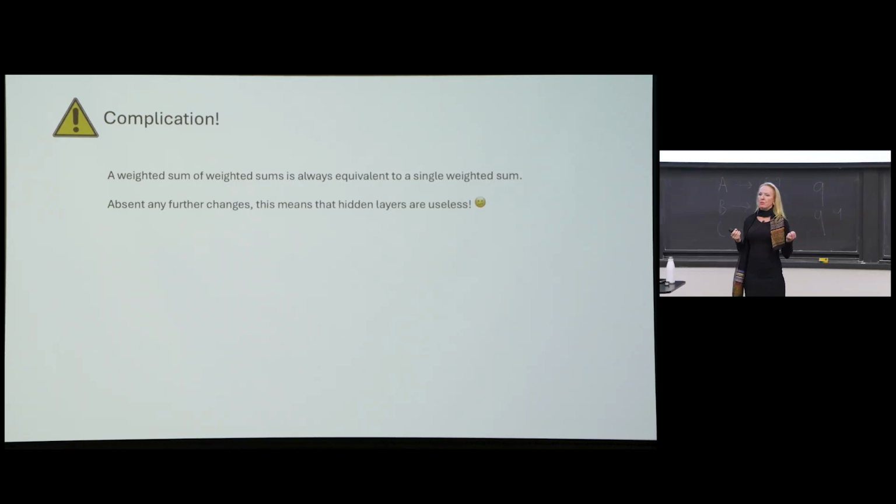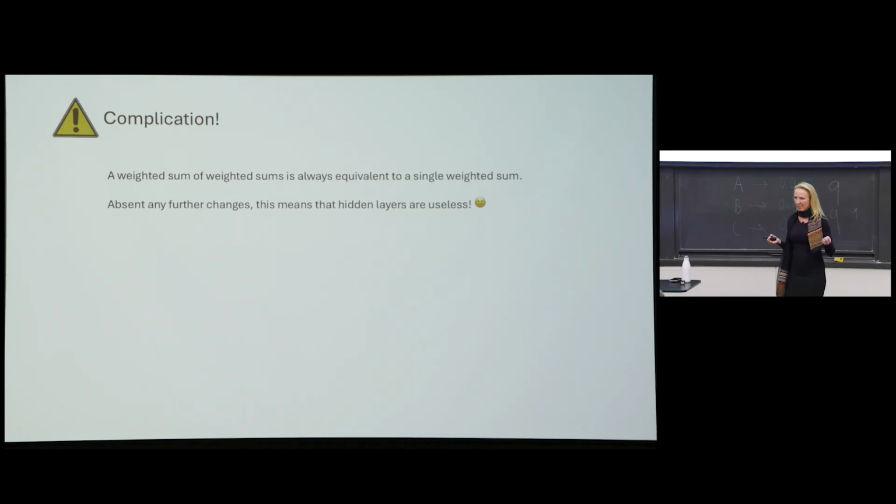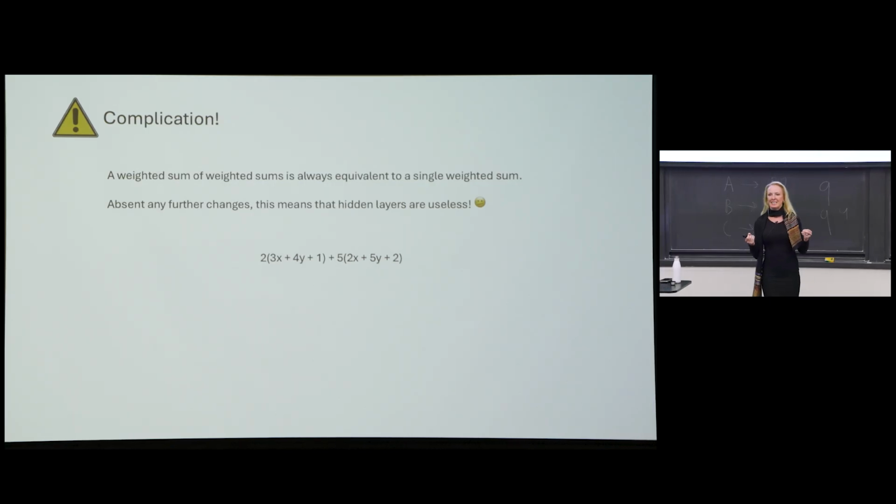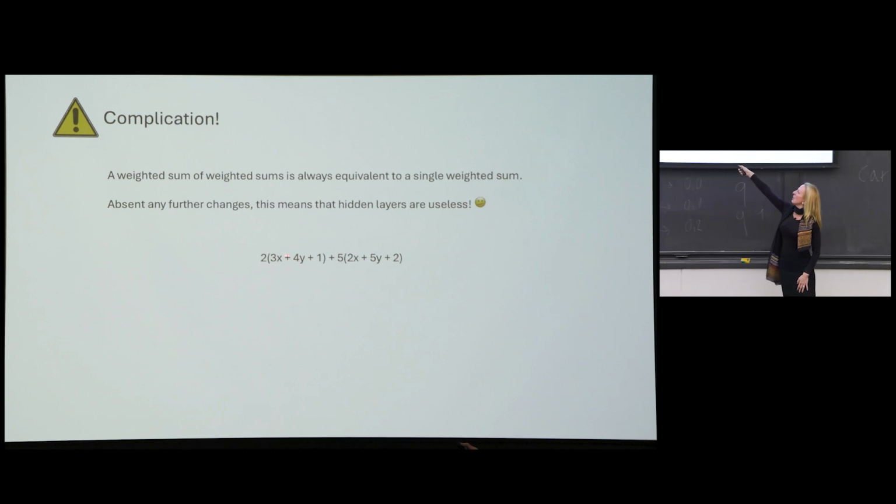So actually, what I've suggested to you so far about hidden layers, they're actually totally useless. Oops, is modern AI based on a lie? Why is this? So here's a weighted sum. X and Y are just whatever these input features might be. Here's one weighted sum with a bias term, 3x + 4y + 1, and 2x + 5y + 2. Two weighted sums, and here's a weighted sum of those two weighted sums.